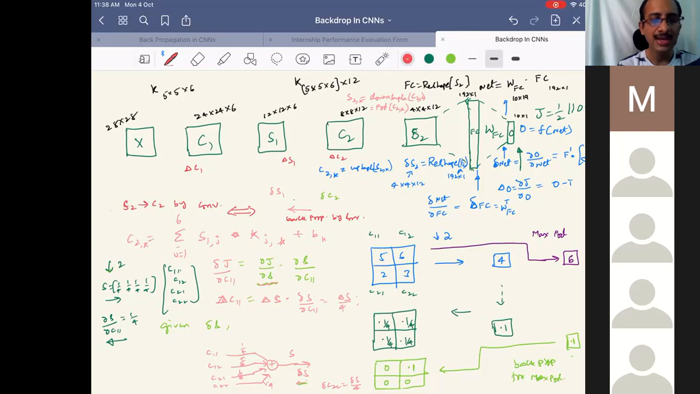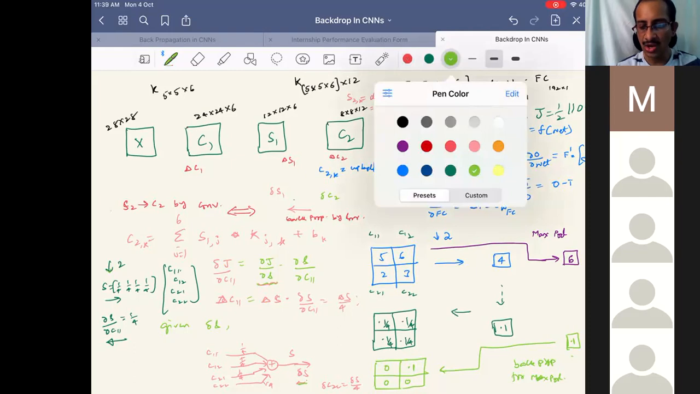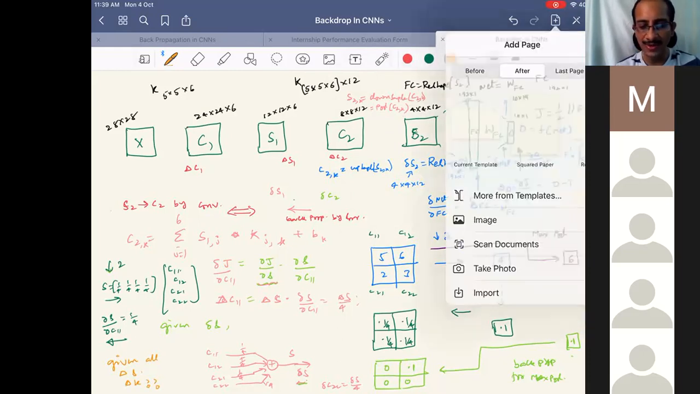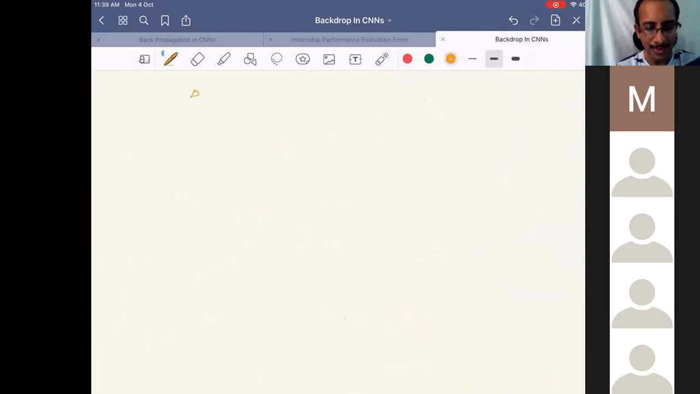Updating the kernels. Yeah, the main interest for us is in the updating of the kernels. So now we want to see, given all these deltas, what is delta K? This is our interest. So how do we get delta K? First of all, let us try to write the expression for delta WFC, in the last layer.